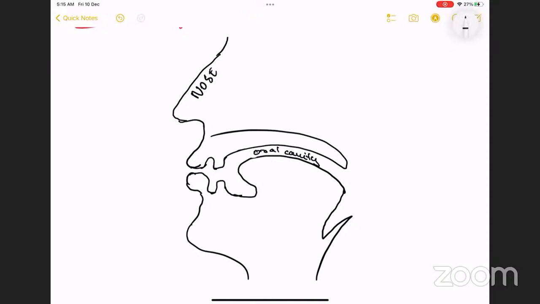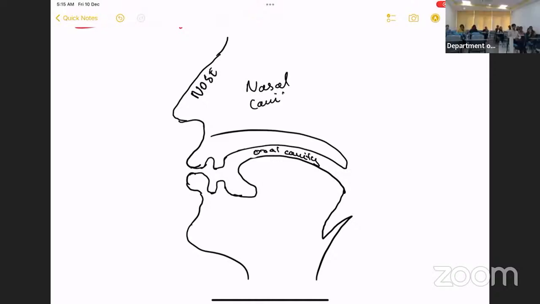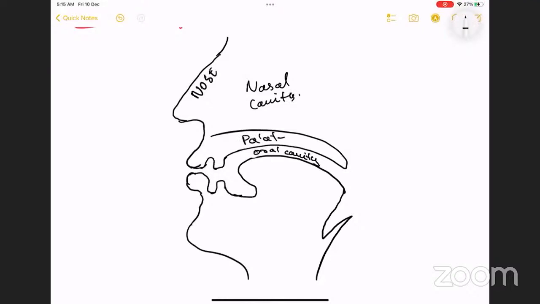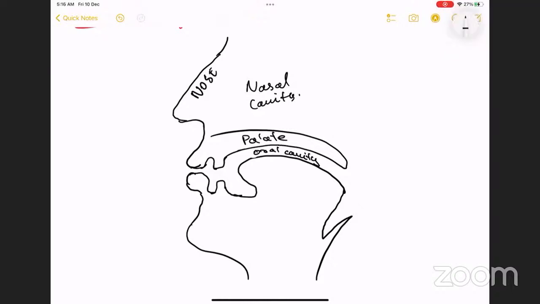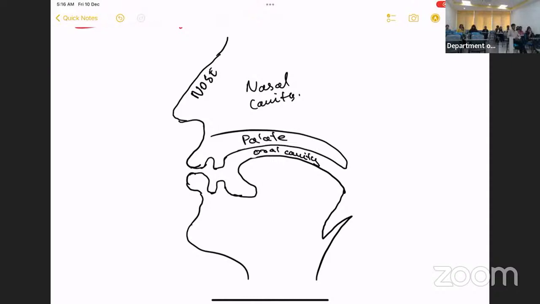Okay, and we have the nasal cavity here. Okay, and here we have the palate. Are you all familiar with the word palate? Yeah, palate in the sense, not in terms of taste. Yeah, that is there, yes.